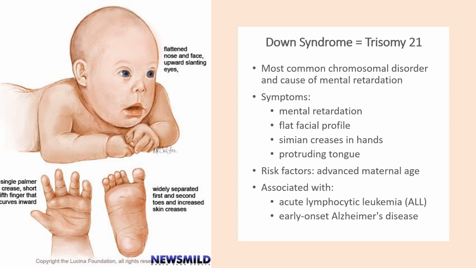However, there are a few genetic mutations, chromosomal disorders, that we should be aware of. These next three, including this one, are all trisomies. Trisomy meaning 3. You're going to see it later on in the next slide. So Down syndrome, trisomy 21, is the most common chromosomal disorder and cause of mental retardation.